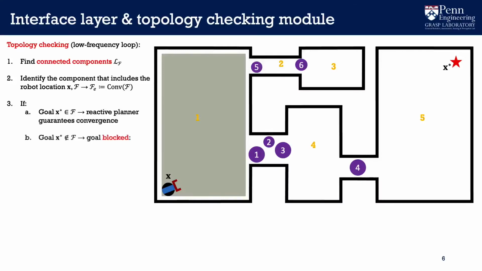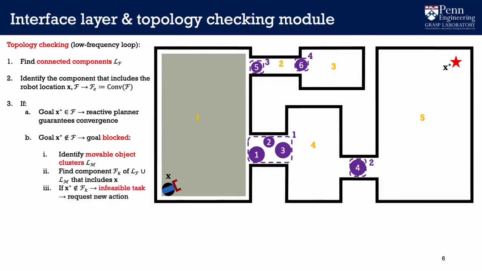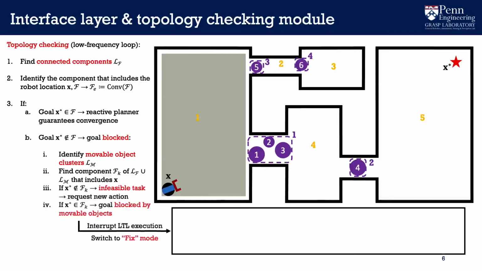In a different case, the goal is blocked and we have to identify if that happens due to movable obstacles or static obstacles. So what the robot needs to do in that case is to identify all movable object clusters and check if the union of the free space components with these clusters includes both the robot location and the goal location in the same component. If that's not the case, then the goal is blocked by fixed obstacles and the task is infeasible. Otherwise, the goal is blocked by movable objects.